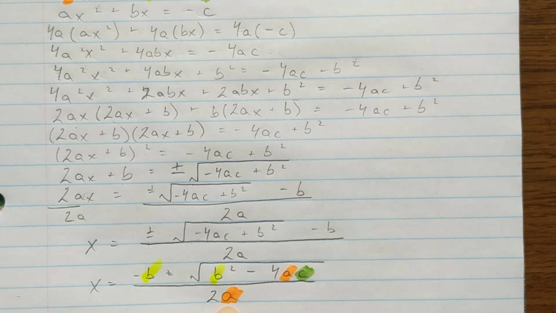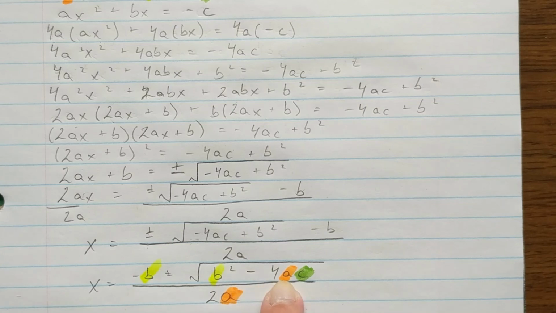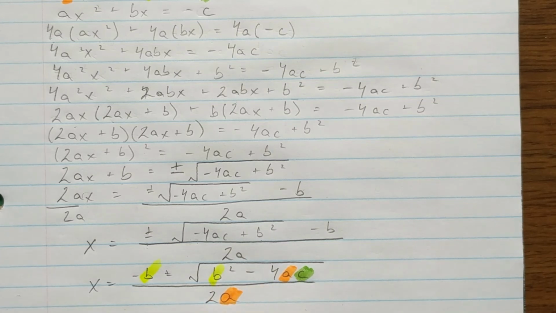My favorite jingle goes like this. x equals negative b plus or minus square root b squared minus 4ac all over 2a. And that's the quadratic formula.